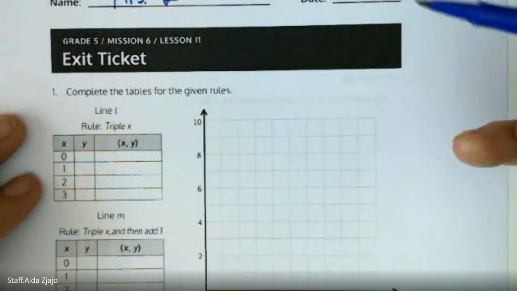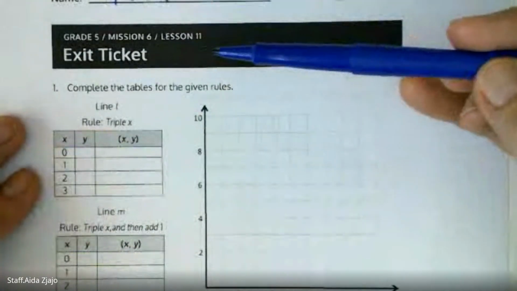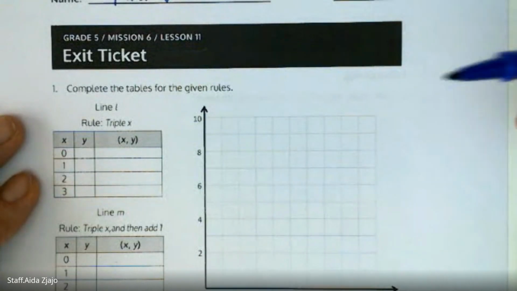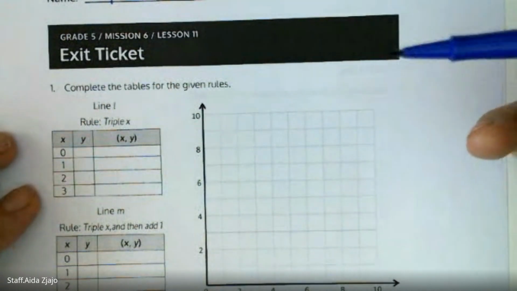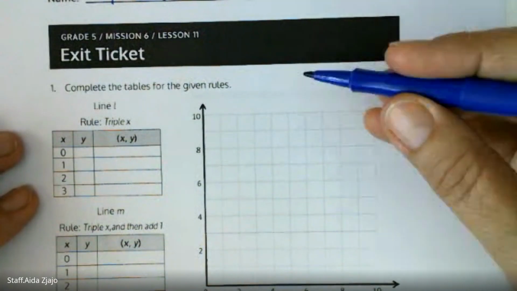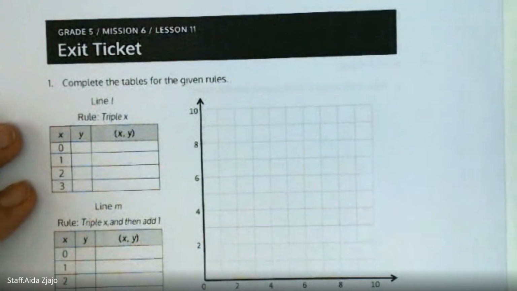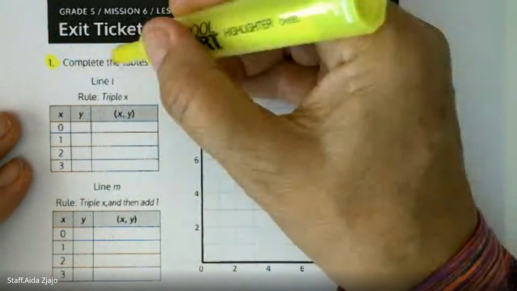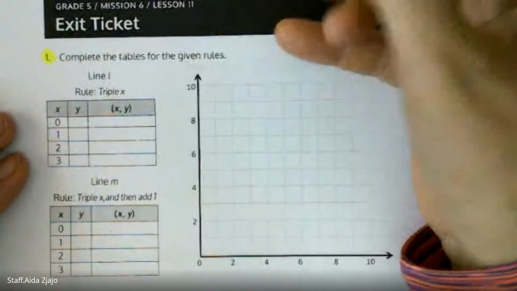Grade 5, Mission 6, Lesson 11, Exit Ticket. Complete the table for the given rules. Question number 1. Complete the table for the given rules.